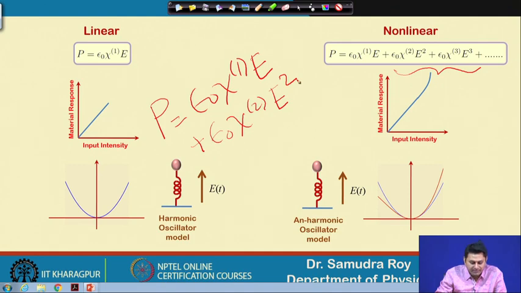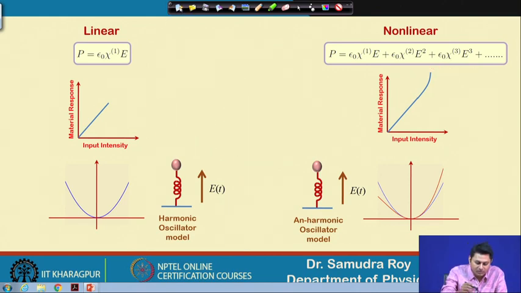So, what it means is that my polarization now depends not only on E, but also on the square term of that. And it is not restricted to this square term, we can also include another term which is cube and so on. So, this is the next higher order effect and so on. This is essentially the equation which suggests that the polarization is also related to E square and E cube.